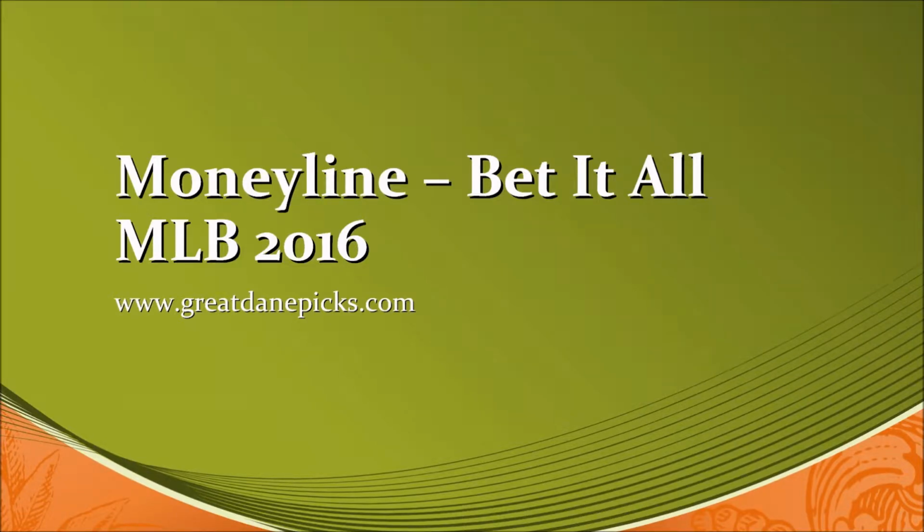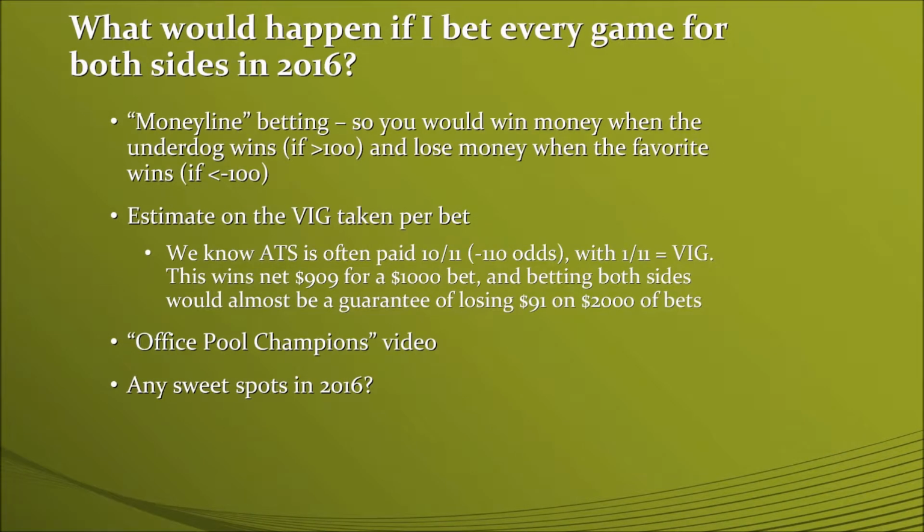I know it's 2017 now, but I'm going to go back to the 2016 MLB system results because I'm going to take a look at the money line and what the VIG was for the money line in MLB 2016, just to get an estimate going forward, something I'll refer back to. What I'm trying to do in this video is say, what would happen if I bet both sides of every game for 2016, and I'll have a close approximation of that when I get to the Excel file.